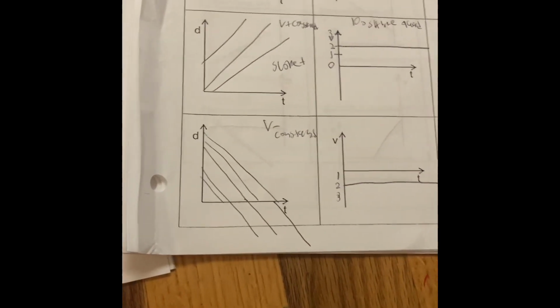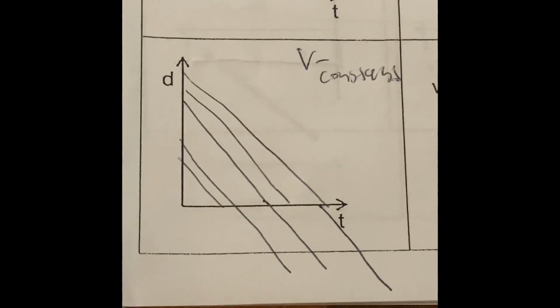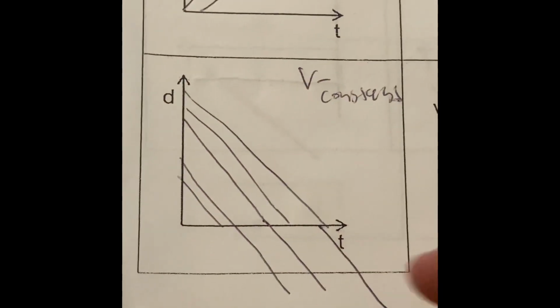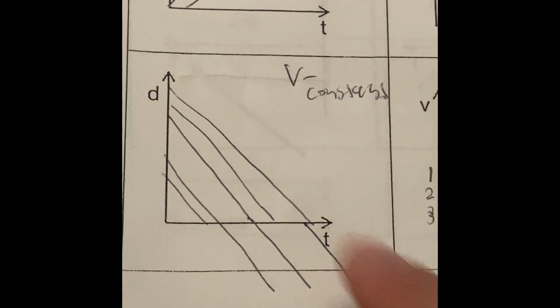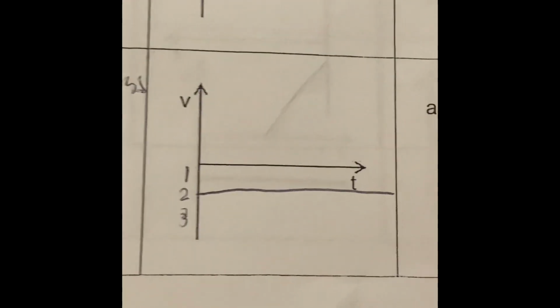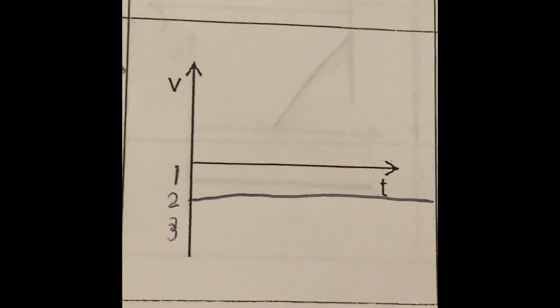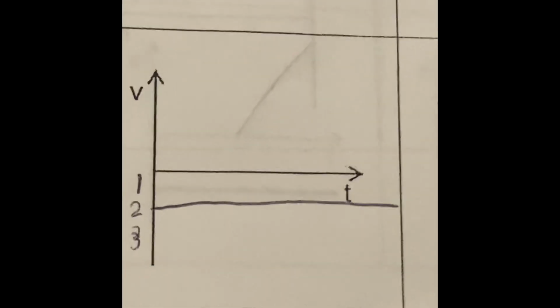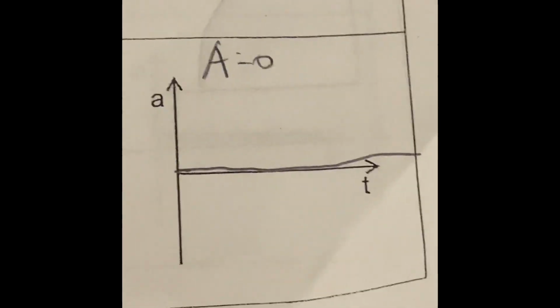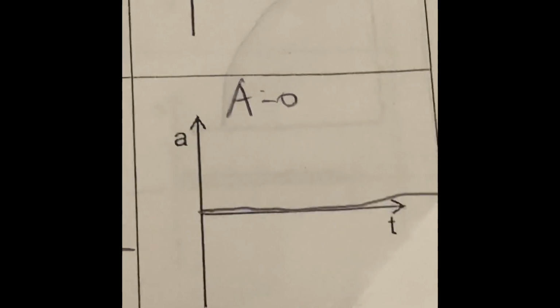So that's what happens when we move forward. But when we move backwards, we have a negative down slope, a negative straight line. That tells us that our constant velocity is going to be negative 2. But our acceleration is still going to be 0, because we're not actually changing the speed.